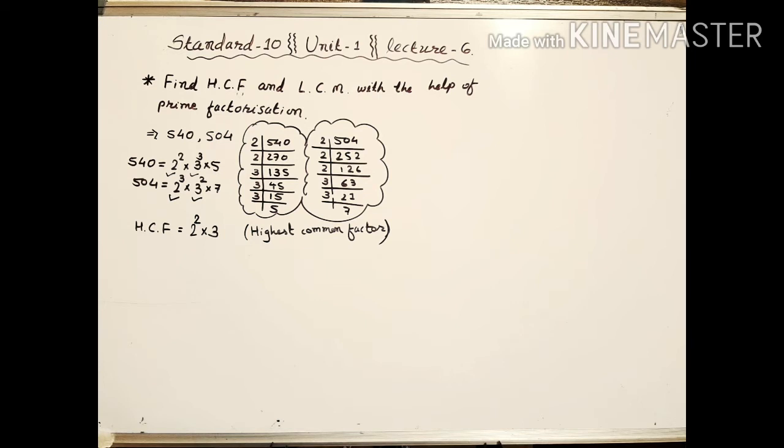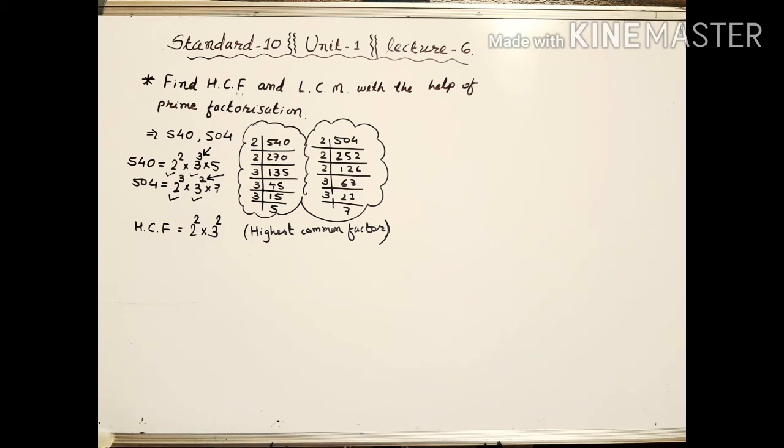We'll do the same thing with 3. In 540, 3 has power 1, and in 504, 3 has power 2. Now which power is the lowest power? So 3 has the lowest power. So that we will write in the H.C.F. We will write 2 square into 3.